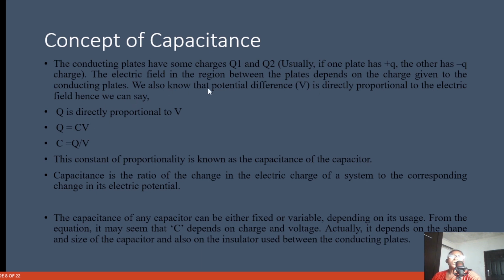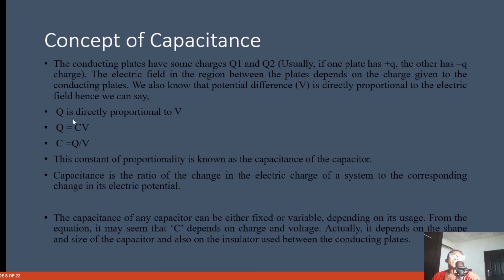So the electric field in the region between the plates depends on the charge given to the conducting plates. We also know that potential difference V is directly proportional to the electric field. Hence, we can say Q is equal to what? CV. You remember, the charge is directly proportional to the what? The potential difference. So Q is equal to CV, and C can now be equal to Q over V. I'm sure we understand how we got this. Charge is equal to C multiplied by V. This C is a constant, so the constant of proportionality is known as the capacitance of the capacitor.